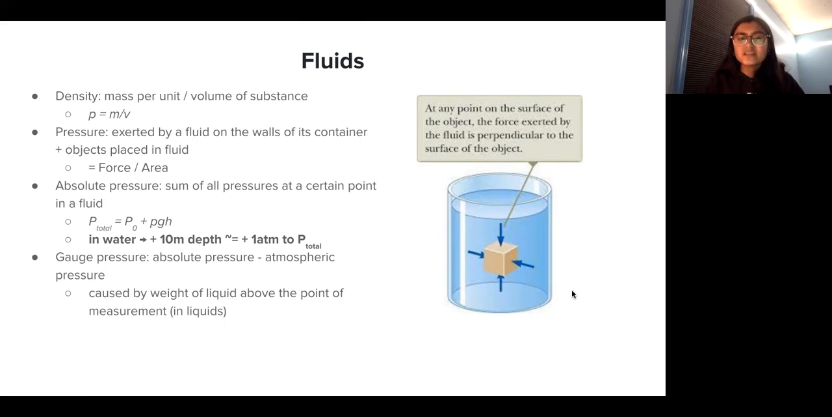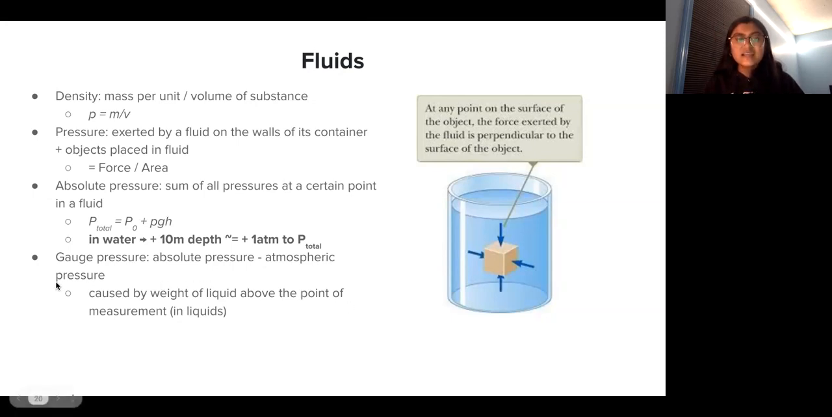Absolute pressure will be the sum of all pressures at a certain point in a fluid. The formula for that is written here, where again, this rho is the density, times g, times the height that you're at. And just a quick shortcut is that when you're in water, adding about 10 meters of depth is approximately equal to adding 1 atmosphere to your total pressure.